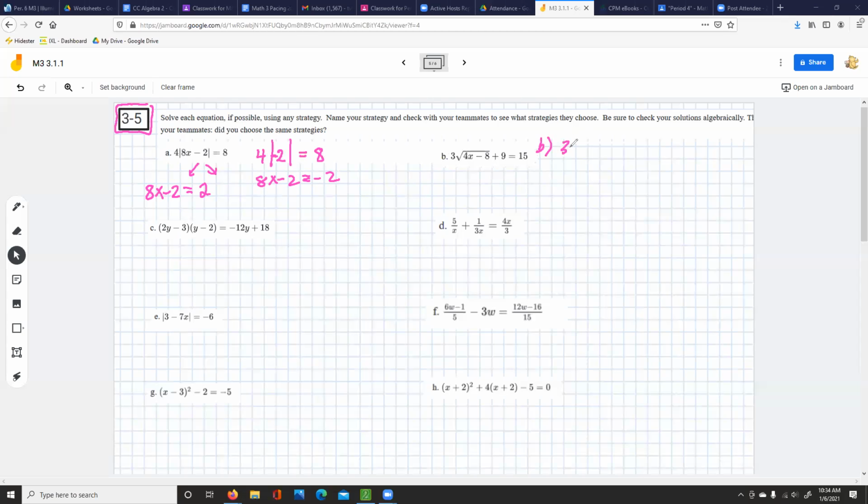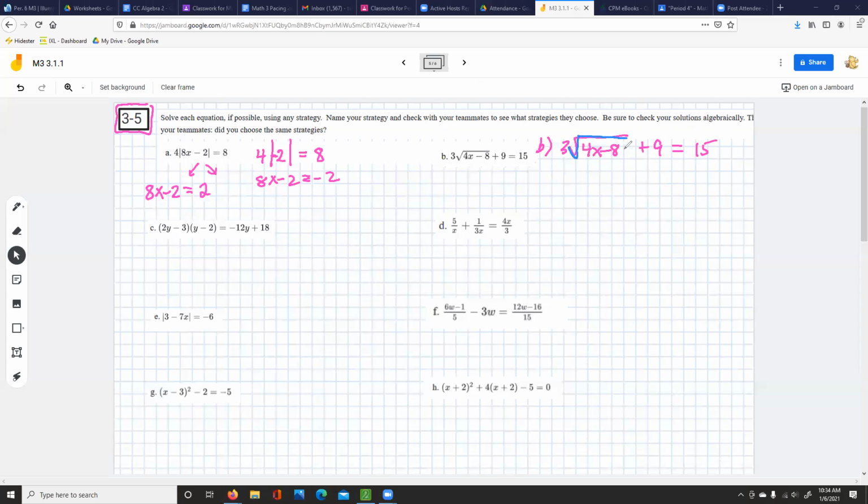B, 3 times the square root of 4x minus 8 plus 9 equals 15. What should I do first? Look inside, undo. What should I do first? There is something to look inside of, right? What can we look inside of?